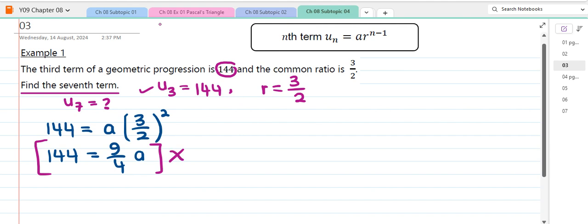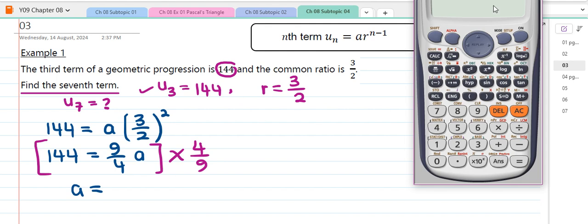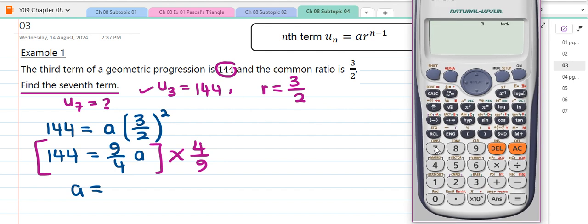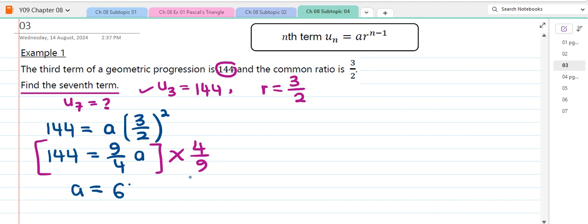It means multiplication of its reciprocal, which is 4 out of 9. So here A equals, let's check using our calculator. 144 times 4 over 9, it will be 64. So your first term is 64. So there we have it for the first term.